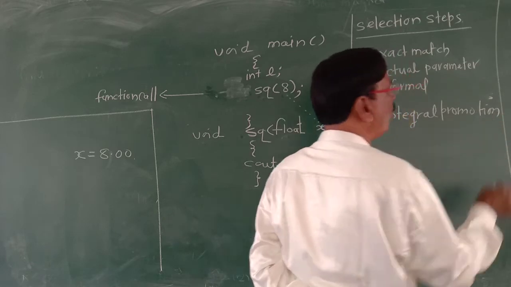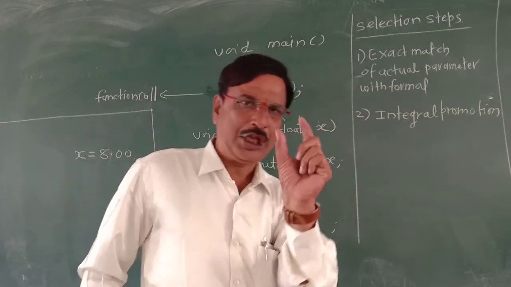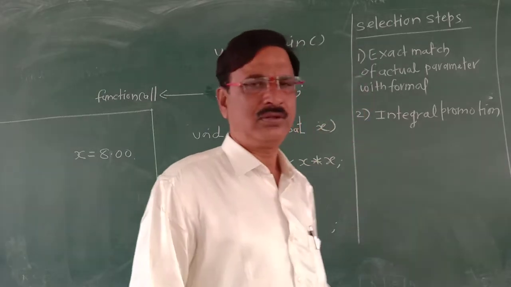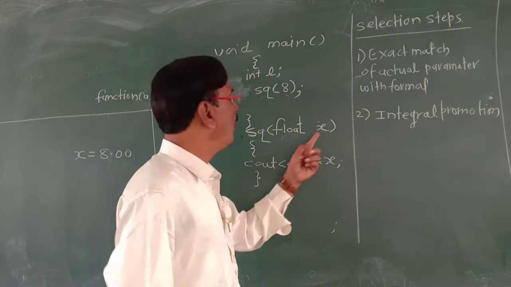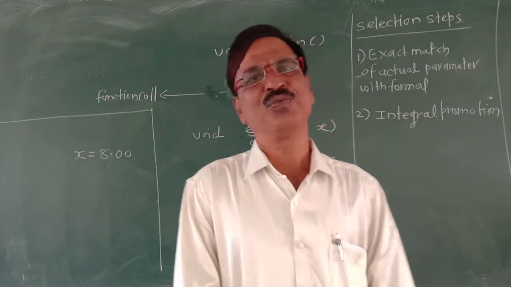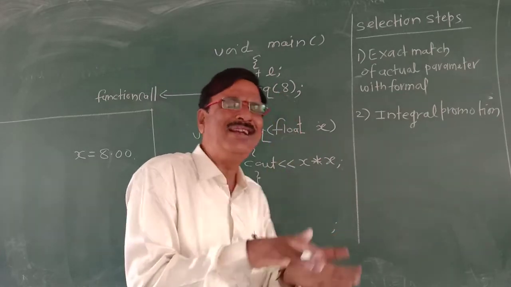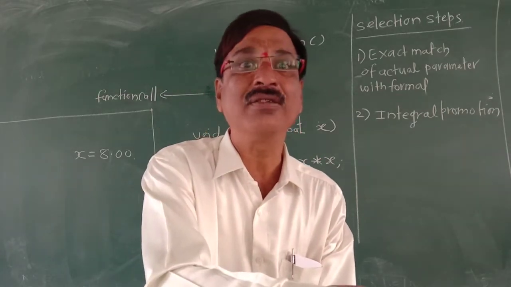Integral promotion. What exactly do we mean by integral promotion? We know that 8 is 2 bytes. 8 is an integer and an integer requires 2 bytes, whereas x is a float and a float requires 4 bytes. So 2-byte data is given to a 4-byte promotion.